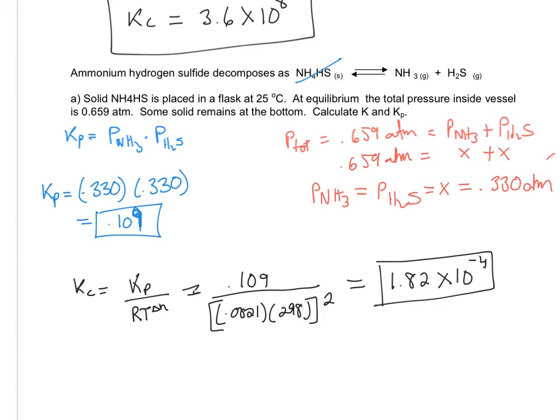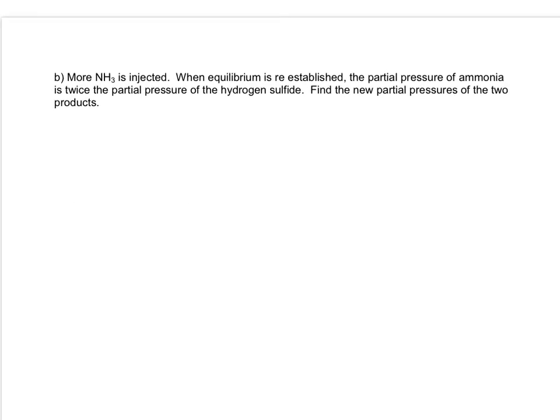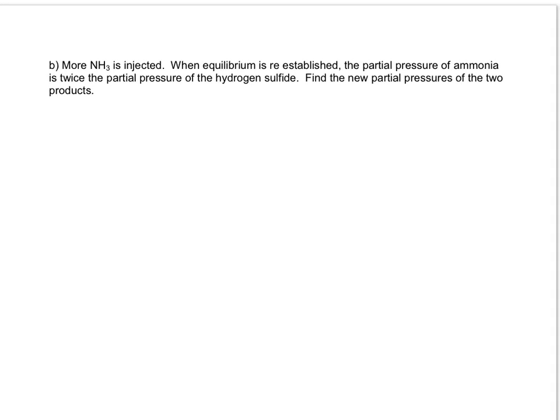Let's look at letter B. So for B it says more NH3 is injected. When the equilibrium is reestablished, because you've added more of your products, that disturbed the equilibrium. So according to Le Chatelier's principle, which way would it shift? Yep, it would shift to the left, until you reestablish a new equilibrium. And so when equilibrium is reestablished, the partial pressure of ammonia is twice the partial pressure of the hydrogen sulfide. We want to know what the new partial pressures of the 2 products are.